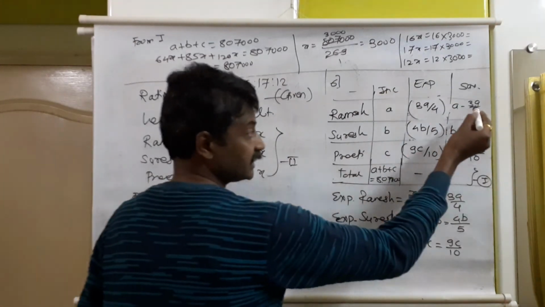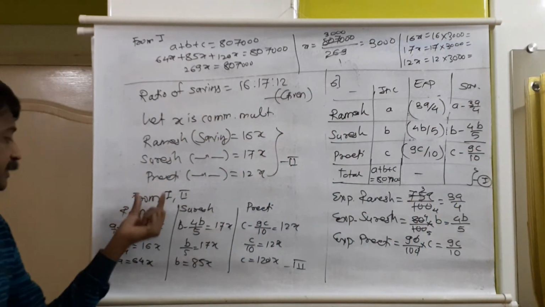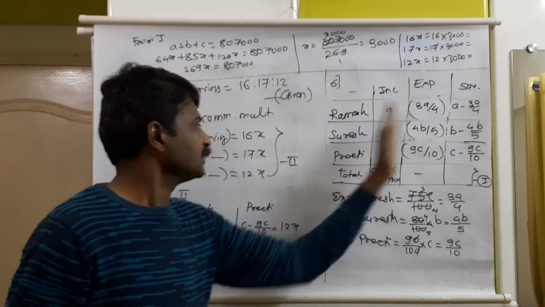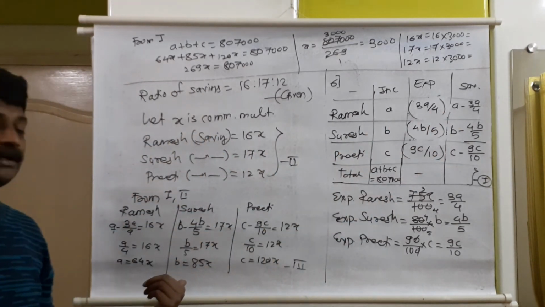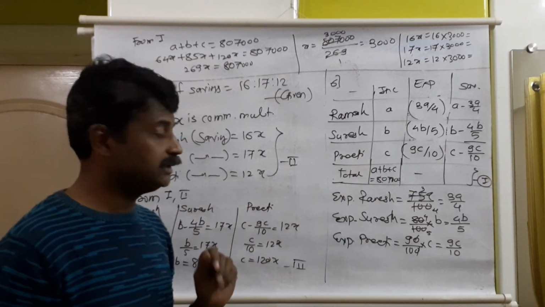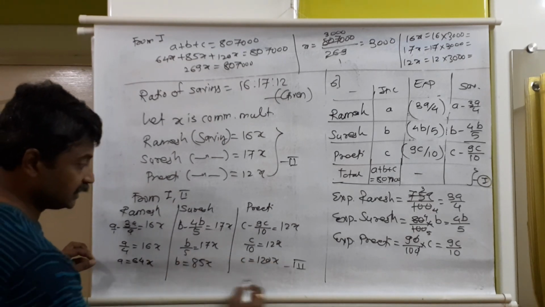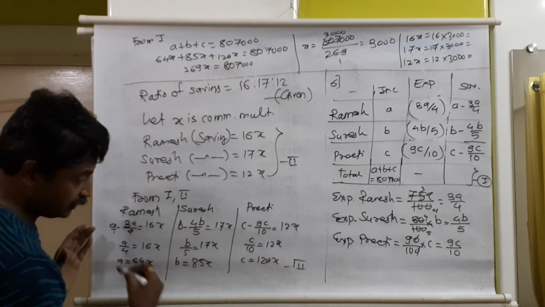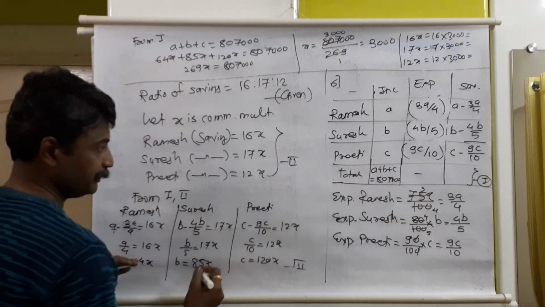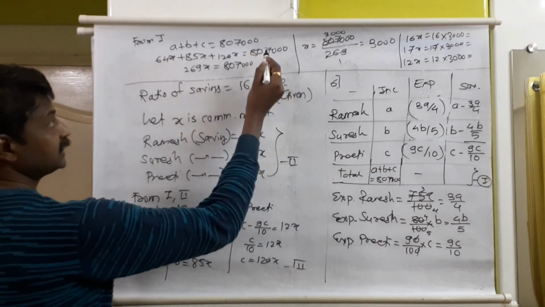This saving and this saving is compared. A minus 3A by 4 is equal to 16x. It gives A is equal to 64x. Same way, by comparing the saving of Suresh, B is equal to 85x, and by comparing the savings of Preeti, C is equal to 120x. But as we know, this A, B, C means their incomes, and the addition of this income is given 8,07,000. So we compare these both, first and third. A plus B plus C is equal to 8,07,000.